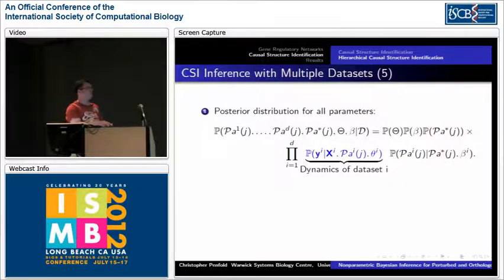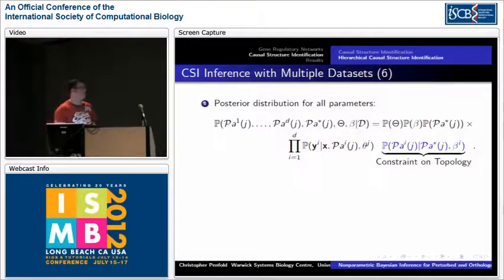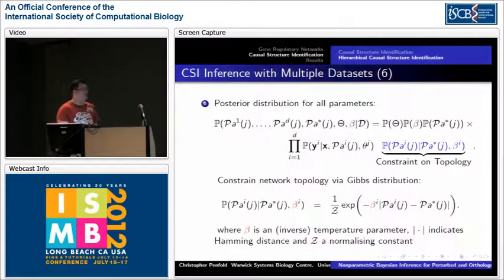So now we look into the product, look at the terms in this product. Here, this just captures the dynamics of the data set. So it's the probability of your observation given your input and your parent. Again, this is just the Gaussian process model. We can evaluate this quite nicely. And we also have a constraint on the topology. Now, in this case, we've set this as a Gibbs distribution.